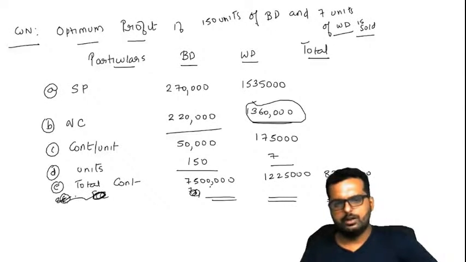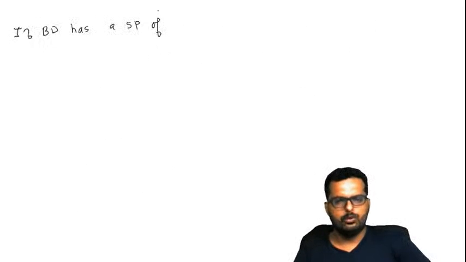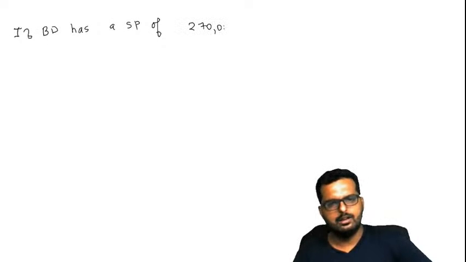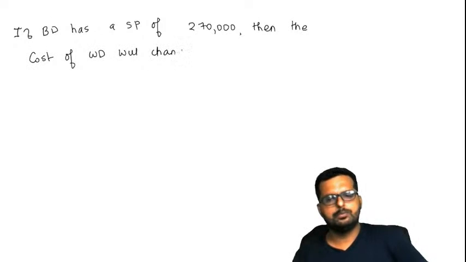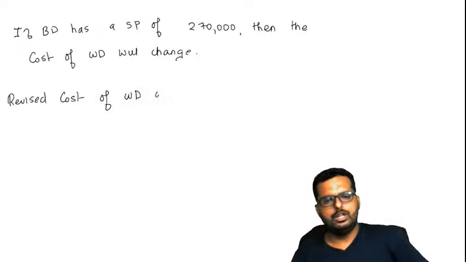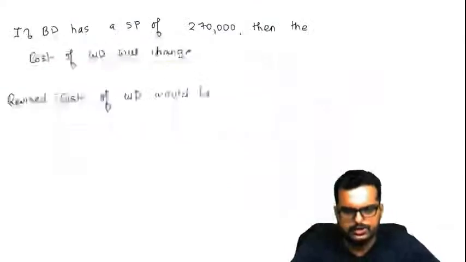Alright friends, I believe you have put up till here. Now I'll just write down over here, if BD has a selling price of, what is the selling price that is told over here? 2,70,000, then the cost of WD will change. Okay, so I'll write down below that revised cost of WD would be, okay, what will be the revised cost of WD? Shall we go and check that?